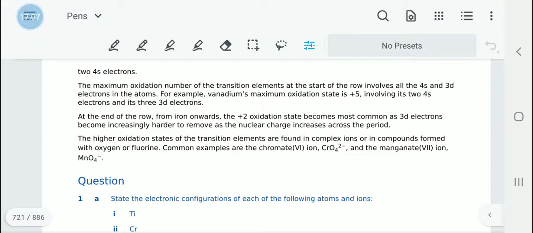Leave a line, put a star and write down. Higher oxidation states of transition elements are found in complex ions or compounds formed with oxygen or fluorine. Example, chromate 6 ion CrO4 2 minus and manganate 7 ion MnO4 minus.